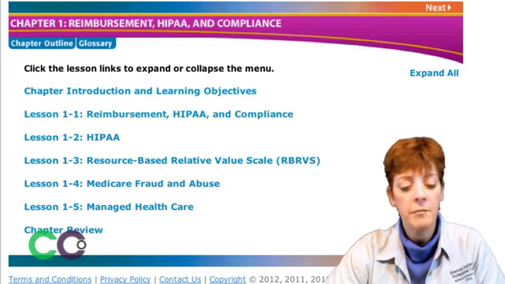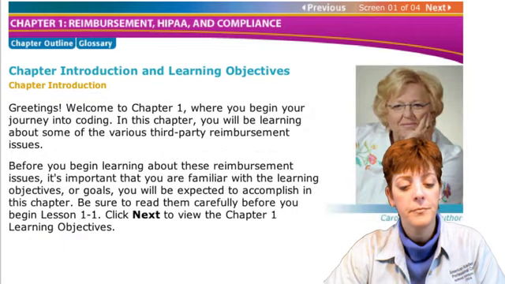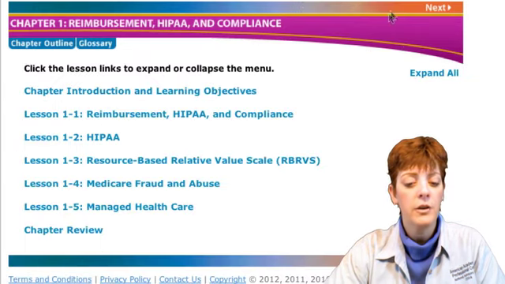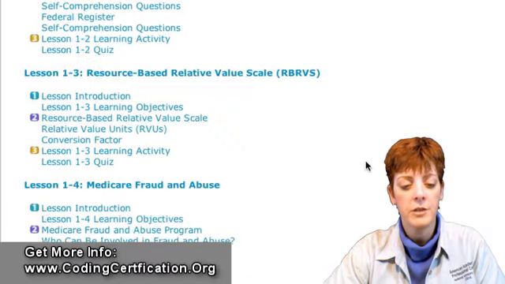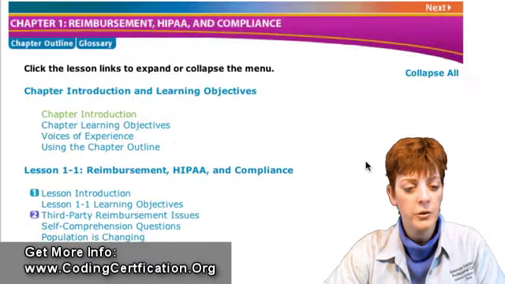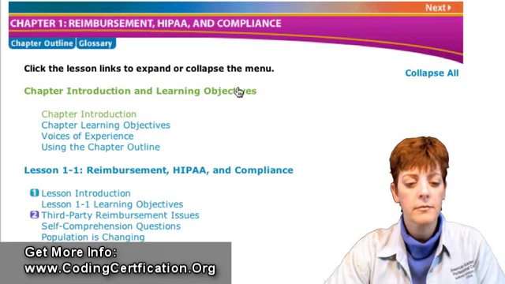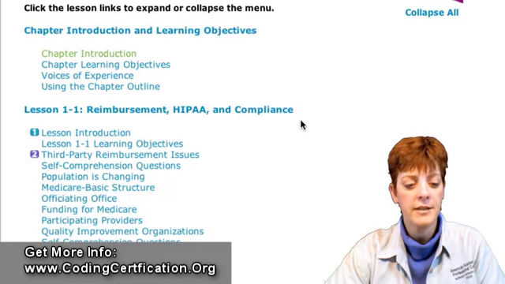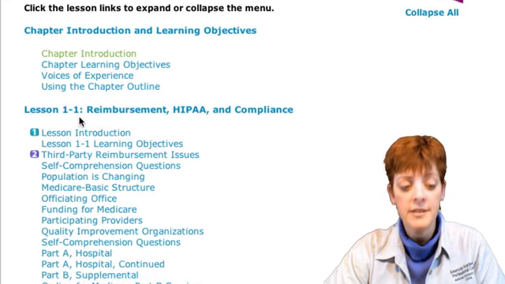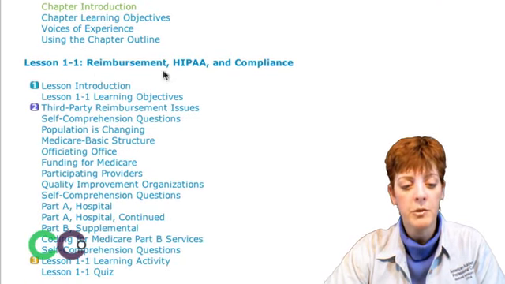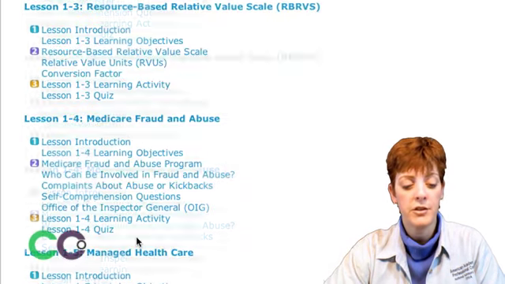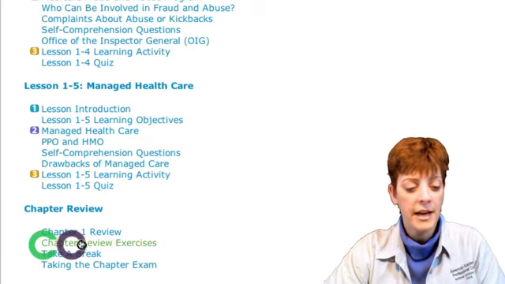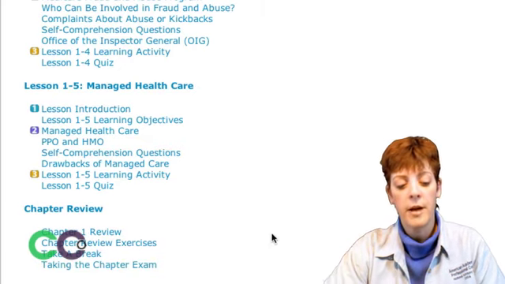Now you can click on them by clicking next and previous, or you can click expand all and do it that way. It's entirely up to you. Okay, so this is showing you how to get through chapter 1, and it's giving you an overview of the lessons. So lesson 1-1, reimbursement, HIPAA, and compliance, lesson 1-2, HIPAA, etc. Okay, and then it ends with some chapter review and some other helpful information.